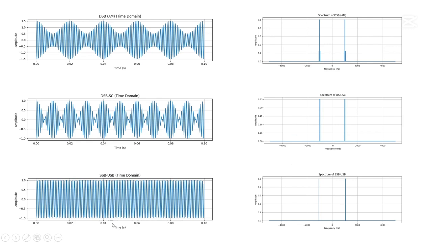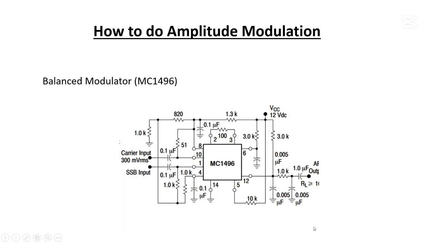If you talk about the single sideband, upper or lower, it looks like this. You can see it looks very much similar to a simple sinusoidal wave, but it is actually not. If you observe closely, you can see here that one is higher, one is lower, one is higher, one is lower. Okay, so in the time domain, a single sideband modulated signal looks like this, and in the frequency spectrum, it looks like this. All right.